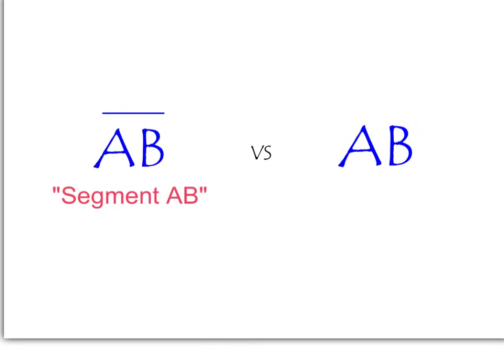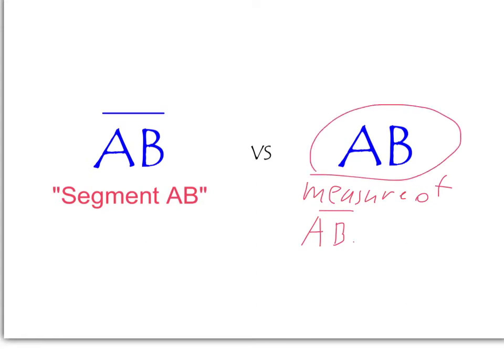On the left, we talked about this at the beginning, that bar over the AB means segment AB, or line segment AB. But over here on the right, the AB without the line over it means something very specific. It means the measure of segment AB. So when it looks like this, without any symbol in front of it, without a bar over it, that means the measure of segment AB. So when you see that notation, make sure you pay attention. We're talking about the measure of it.